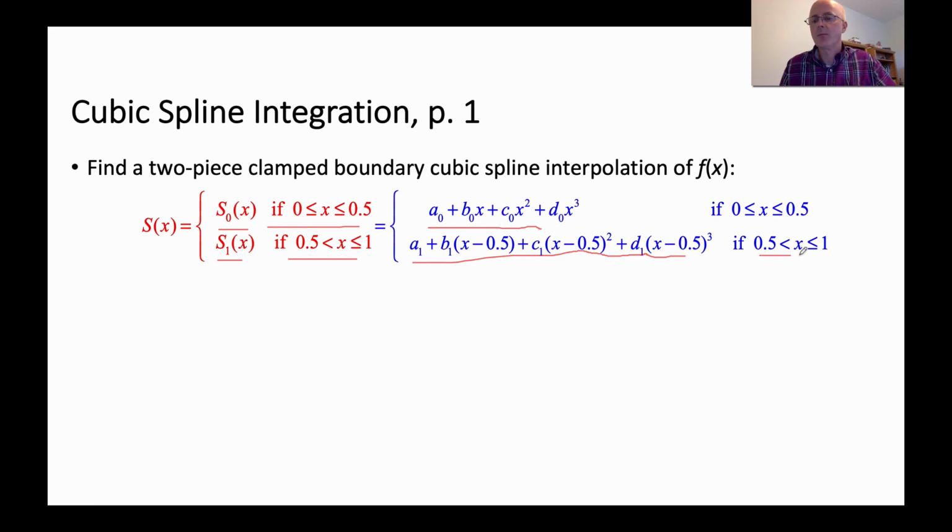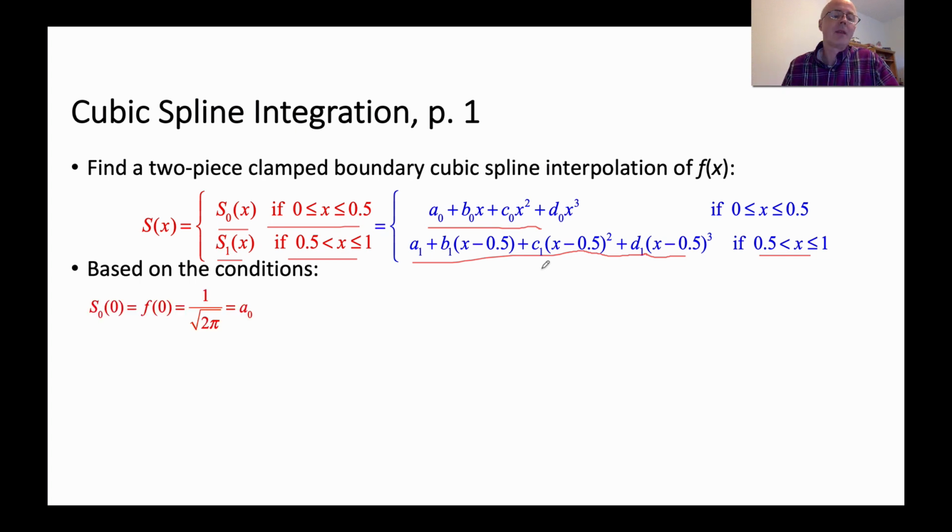This one over the interval from 0.5 to 1 simplifies nicely at the left endpoint, x is 0.5. Also, its derivative simplifies nicely at 0.5. Based on these conditions, these are our conditions to solve ultimately for the a's, the a's, b's, c's, and d's, I should say. We want the function values to be equal at x equals 0. When you plug in x equals 0 into this, it simplifies to a0. So a0 must be 1 over square root of 2 pi.